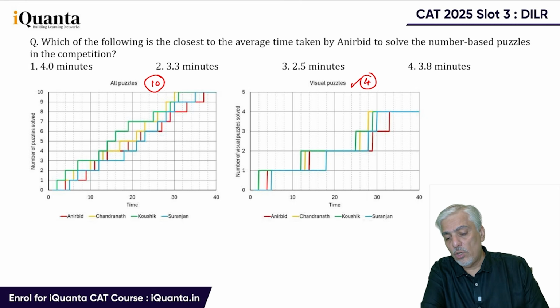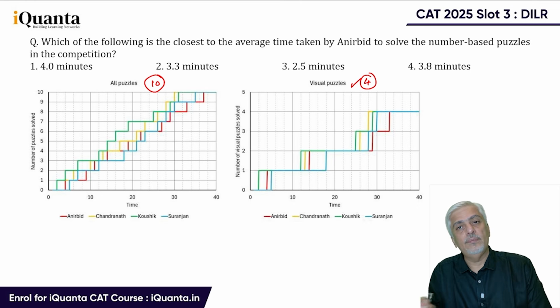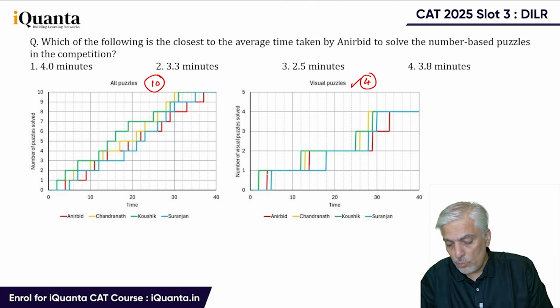So we need to find all 6 number based puzzles, and then we need to divide that by the time. This was a slightly lengthy question in terms of the time frames, but pay attention very carefully. The first question we saw, we had explained this to you, that this is where they finished. Now where is this exactly? This is at 4 minutes, and this is also at 4 minutes.